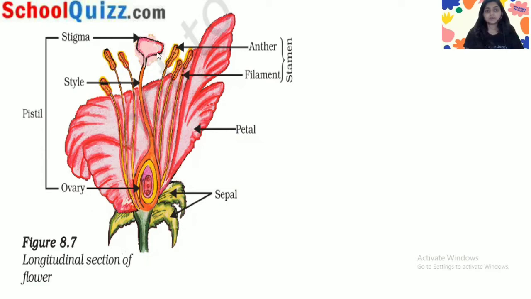So from today we will discuss the structure of the plant, or the structure of the flower. What is the topic we are studying? We are studying sexual reproduction. And in the previous class we have studied some topics like gymnosperm.